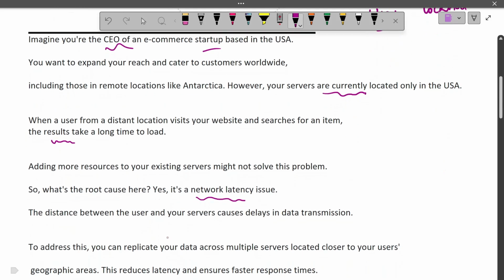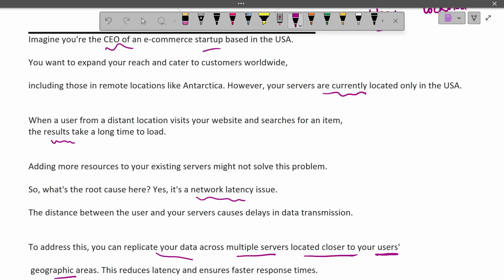So we can replicate the data across multiple servers and locate it closer to users' geographical locations. We can have multiple edge locations and a copy of the data in those edge locations, so that when people search from, let's say, India or Africa or Singapore, if the data is served from USA, it will cause a latency issue. If the data is served from the location closest to their country, then it will not cause that much latency.